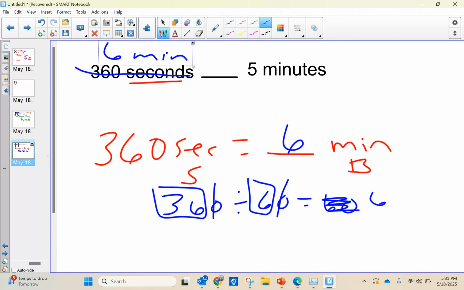And so now I can very clearly see I am comparing 6 minutes on one side to 5 minutes on the other. 6 is greater than 5, so I'm going to put in the greater than symbol. So give some a try and do a 1, 2, 3 check in.